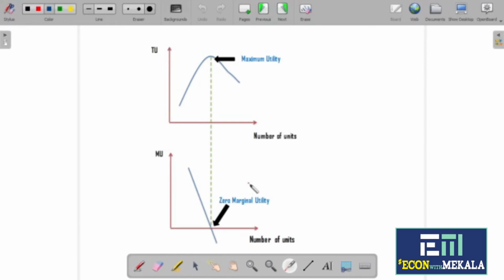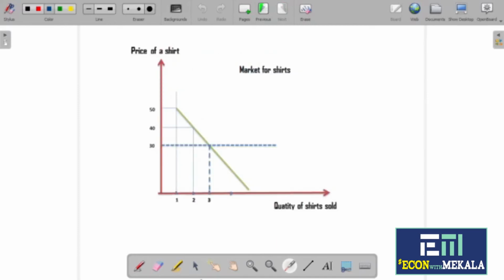Now you must be thinking, can't we use a demand curve to explain the law of diminishing marginal utility? Actually, we use the law of diminishing marginal utility in practical scenarios, like when we introduce progressive taxes, and as a business when we are observing customers' expenditure patterns. Also, a very important situation where we use the law of diminishing marginal utility is when we explain the law of demand. I have taken an example, the market for shirts: price of a shirt and quantity of shirts sold.